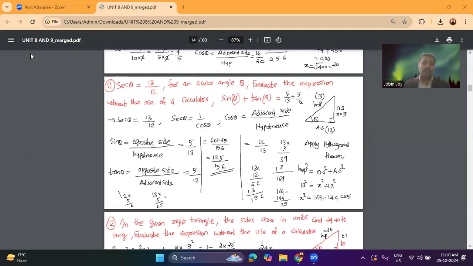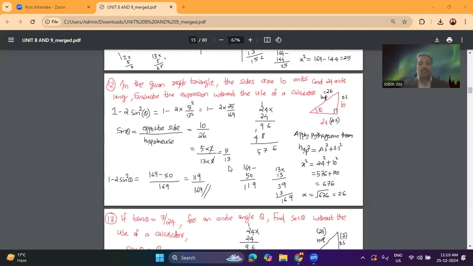Then question number 12. In the given right triangle, this side is 10 units. This figure is given. This is 10 units and 24 units long. Adjacent side is 24. Evaluate the expression 1 minus 2 sine square theta. You have to find what is 1 minus 2 sine square theta.